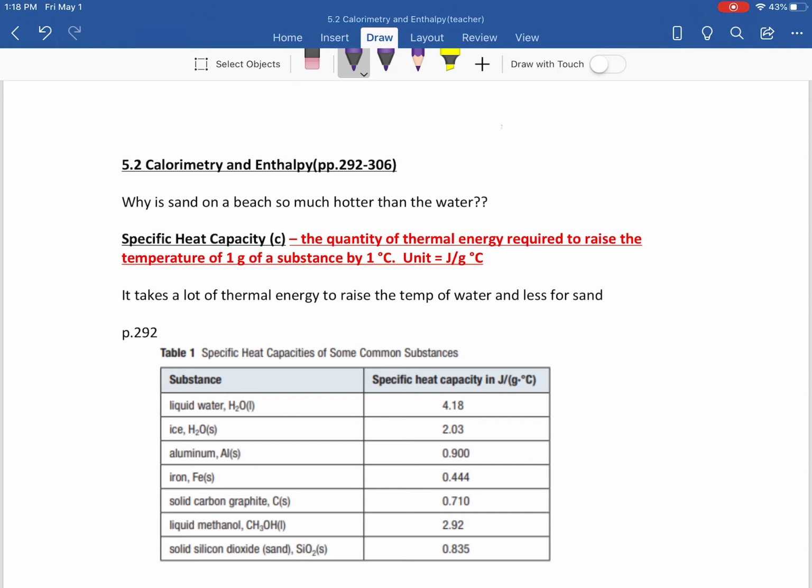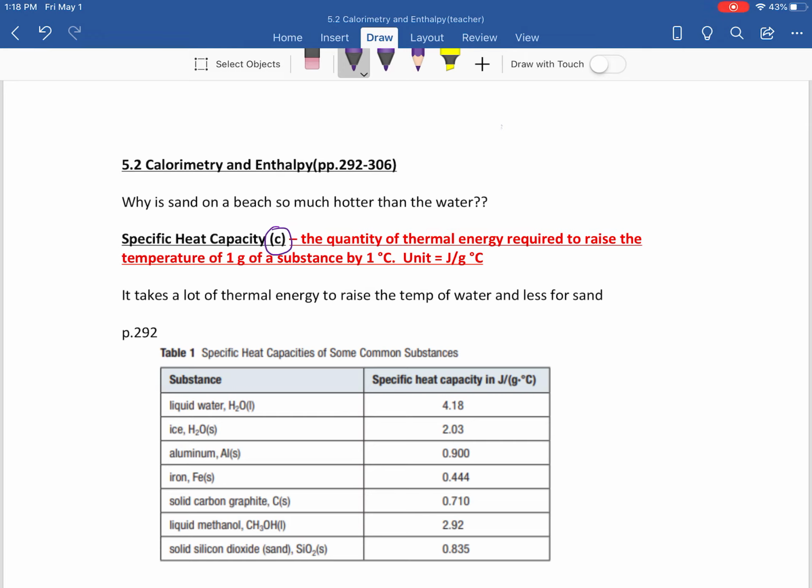All right, so have you ever wondered why sand on a beach is so much hotter than the water? Well, in case you haven't, the answer to this comes from a concept called specific heat capacity. And the variable for specific heat capacity is C. It's not H because, well, H is for something else. We'll get to that momentarily. But the variable is C.